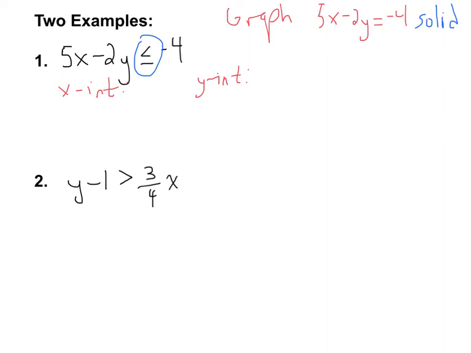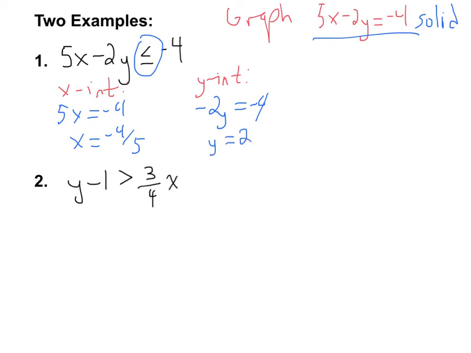For my x-intercept, I set y equal to 0. That means 5x equals -4, so x equals -4/5. For my y-intercept, I set x equal to 0, and then I have -2y equals -4. Remember, I'm working with an equal sign because I'm looking at the associated equation. I will consider the inequality when it comes to shading. Divide by -2, and we have y equals 2. All right, so that's enough info for me to sketch this.